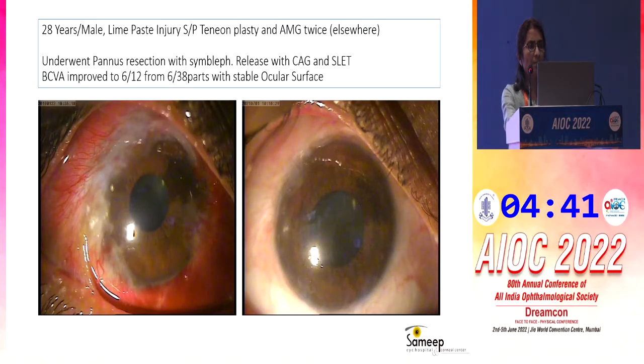You can see here the same patient pre-operatively and post-operatively in these clinical pictures. He was a 28-year-old male who sustained a lime paste injury. He underwent tenonplasty and amniotic membrane transplant twice elsewhere before he was referred to us. As you can see in the clinical picture on your left-hand side, he had very severe symblepharon, almost involving the lid being attached to the limbus, inferior lid, and a lot of pannus covering almost the entire 360 degrees of corneal limbus, except a small patch of 1 clock hour of limbus here. So this was the post-op result, post limbal epithelial transplant.